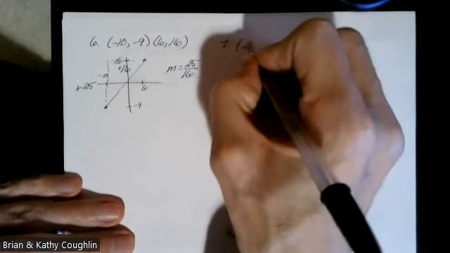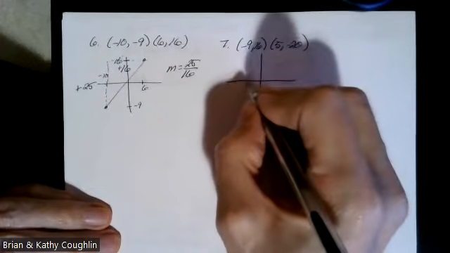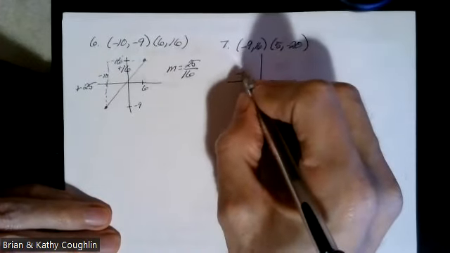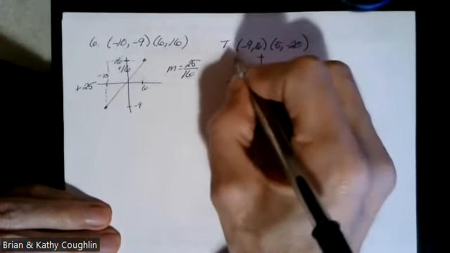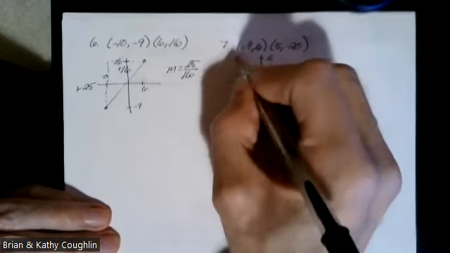Number 7, same sort of thing: -9, comma 16 and 5, comma -20. I have to flip back and forth between two different screens here. So that looks like this. Again, make sure your X's and Y's aren't mixed up and you get them in the wrong spot. Let's just call this -9, and then 16 is up here.